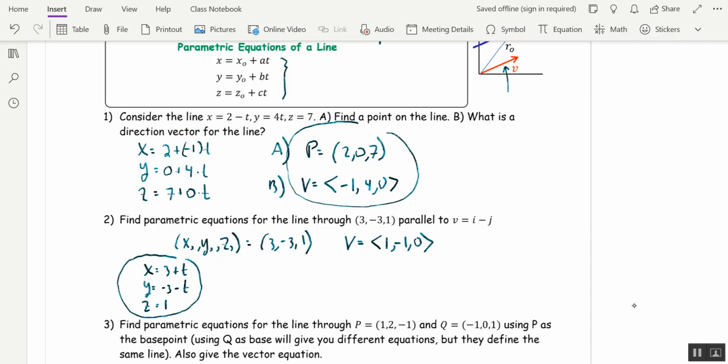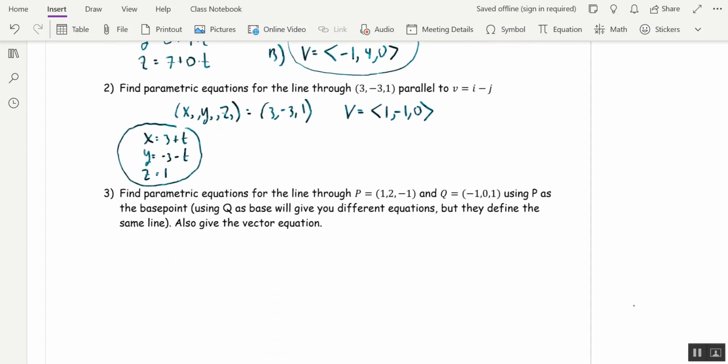Okay, and we're moving up in complexity here. The third one, we want parametric equations for the line through these 2 points using P as base point. So here's P, here's Q. Want the line through those points. The direction vector is going to be the vector PQ. And we want to take P as our x naught, y naught, z naught.